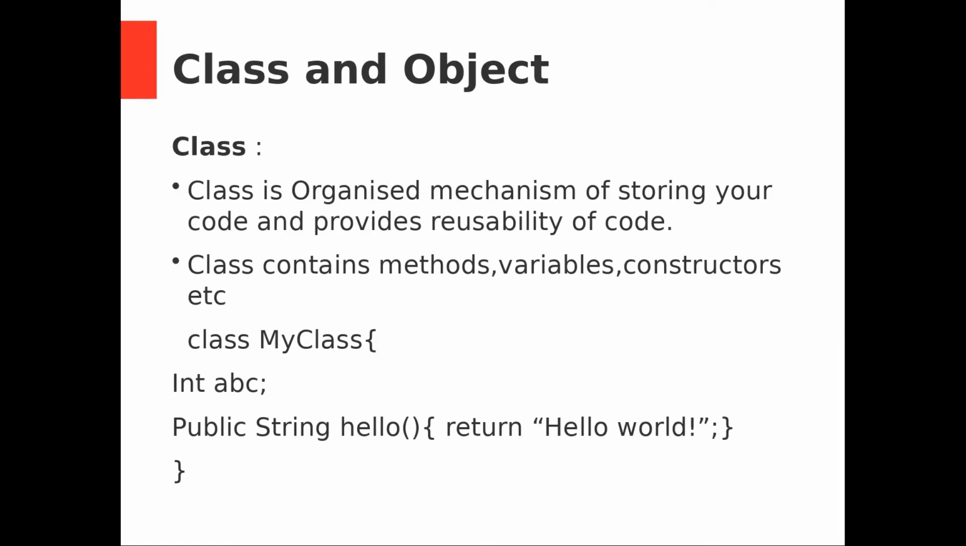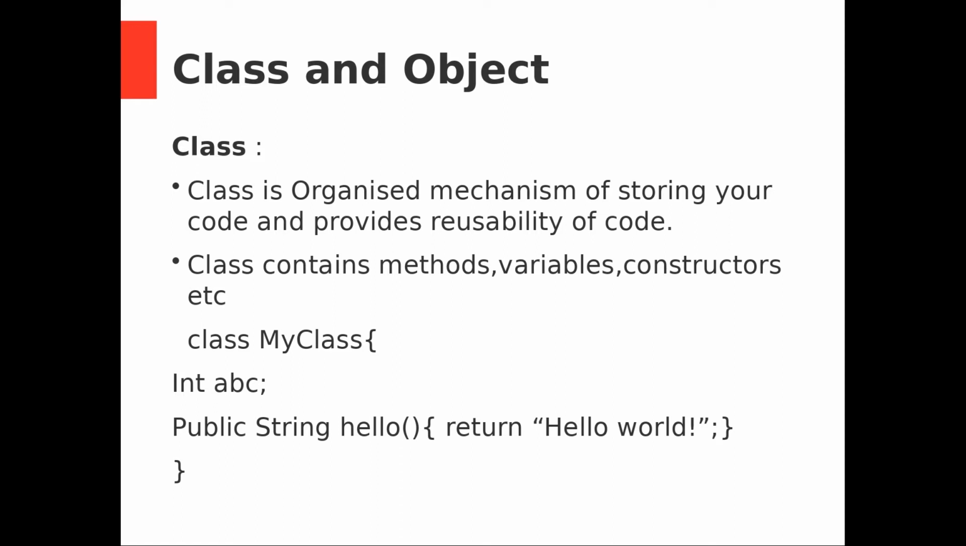Class. What is a class? A class is an organized mechanism of storing your code and provides you reusability of the code. So a question arises: how? We'll find that out in our example. And a class can contain methods, variables, constructors, etc. So here is an example of how a class looks. Here we have declared our class MyClass, which has one variable abc and a method which returns some hello world.